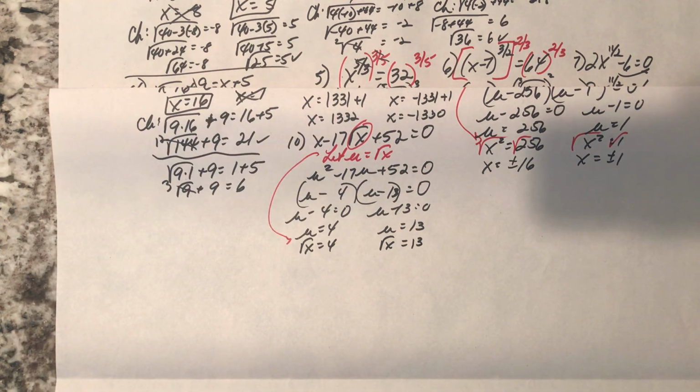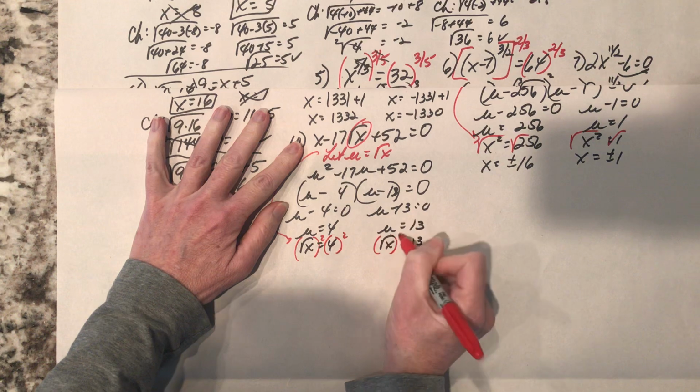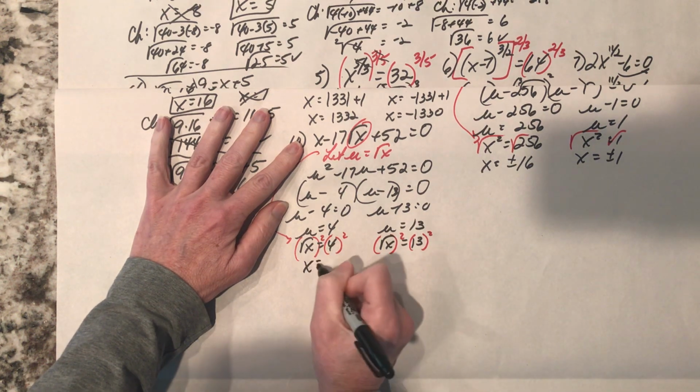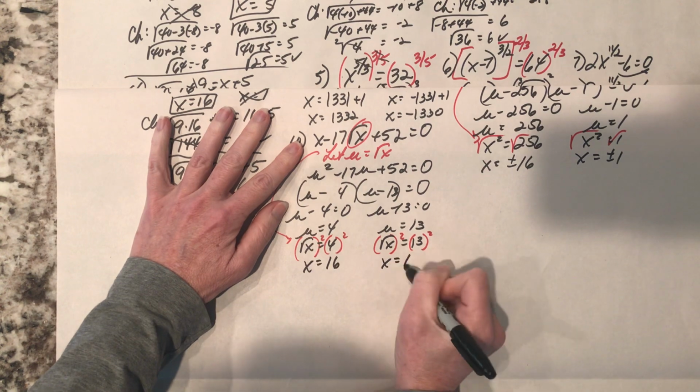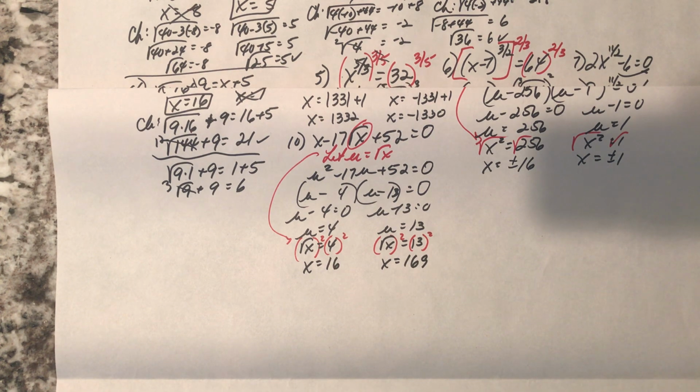You know from this set of problems, from 1, 2, and 3, and maybe even 4, that you're going to have to square both sides. So squaring and unsquaring cancels each other. We get 2 answers there, 16 and 169. Those are both good answers. And you are good to go. Let's look at number 11.